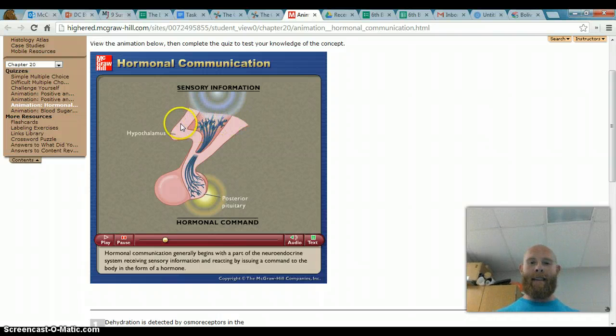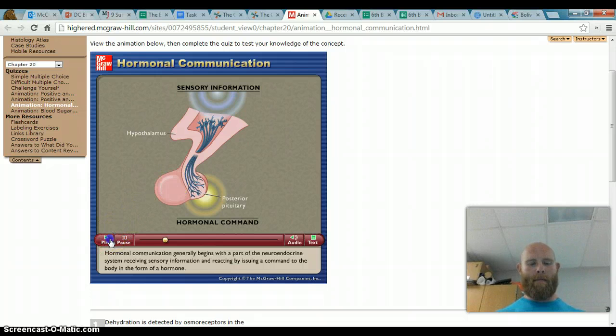It's not considered the master gland because it is not a gland, it's a part of your brain. The very first gland in most hormonal cascades is the pituitary. Now, not all hormonal reactions occur in this chain of events, but a lot of them do. So again, the pituitary is oftentimes referred to as the master gland, but it receives signals from the hypothalamus to cause it to start acting.